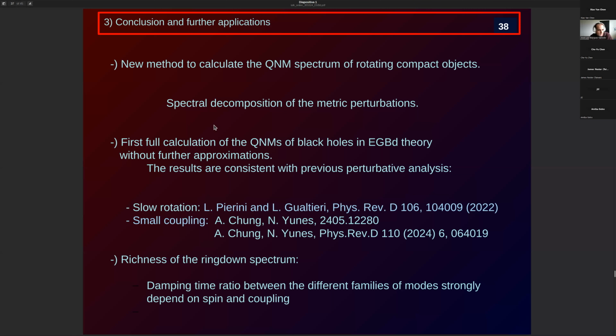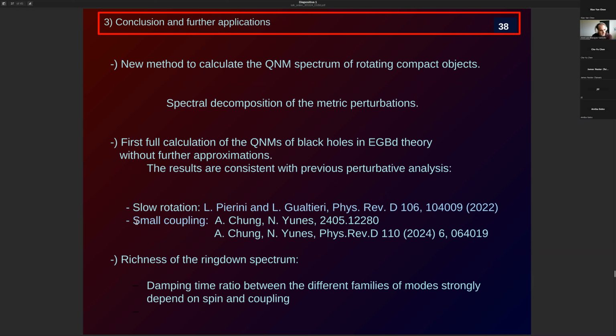And we have used that to calculate for the first time the quasi-normal modes of black holes in Einstein-Gauss-Bonnet-dilaton theory without further approximations, without linearizing in the angular momentum or coupling constant. We have tested that the results are consistent with previous perturbative results. I just showed you the ones for slow rotation. There were also recently some studies considering small coupling. In fact, in these papers, they use the linear theory, not Einstein-Gauss-Bonnet-dilaton with exponential coupling, but with the linear coupling. But they also approximate with a small coupling.